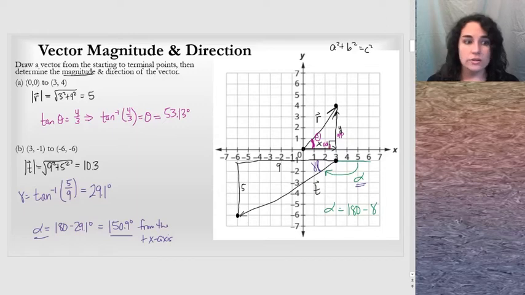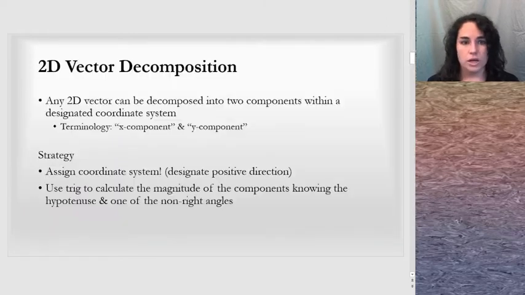We're asked to do other things with vectors. 2D vector decomposition. So in the previous slide, we were adding two vectors together in order to get the hypotenuse. What if we know the hypotenuse? What we can do is decompose that vector. Any 2D vector can be decomposed into two components within a designated coordinate system, with an x component and a y component. And you saw that on the previous problem. There was an x component, there was a y component, and we were looking at those.